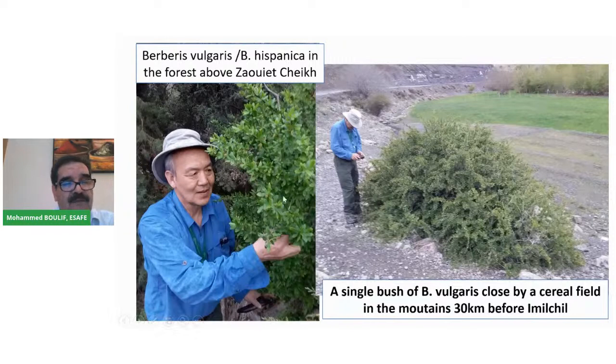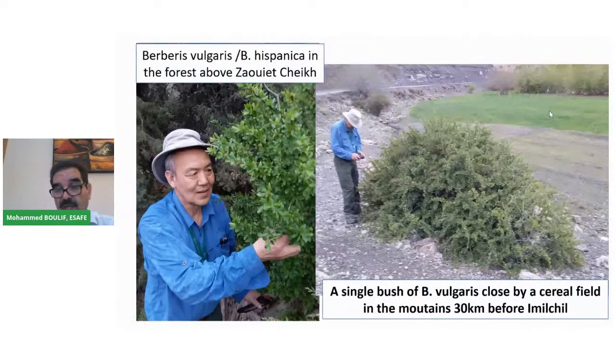Well, you will tell me in the forest it has no impact on the wheat. Well, that's good, but when you find a bush like this, isolated close to a wheat field, these bushes will inoculate the wheat field in the spring, during the March, April, May period. The aeciospores that will be produced on the bush will be carried away by air streams, and they will land in wheat fields wherever they land.